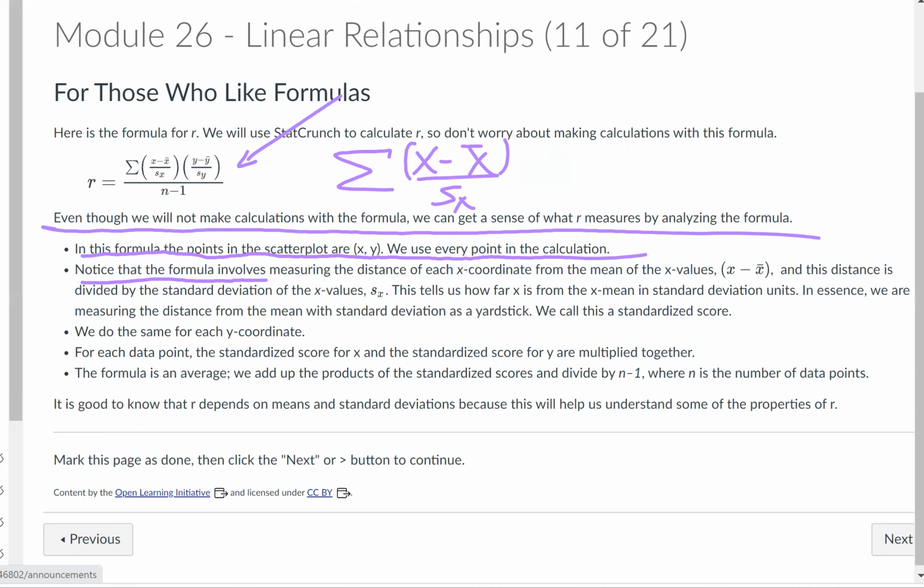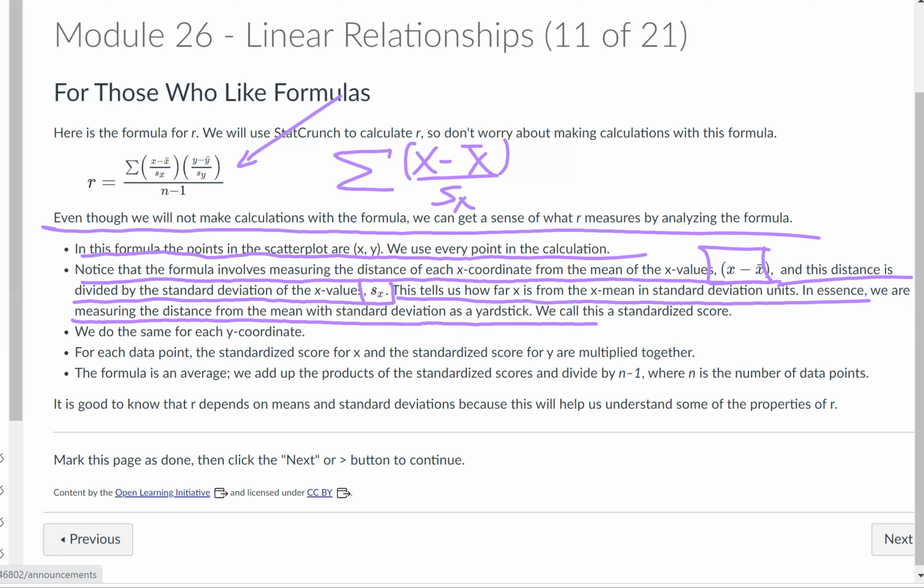Notice that the formula involves measuring the distance of each X coordinate from the mean of the X values. That's what this numerator is, X minus X bar. And this distance is divided by the standard deviation of the X values, s with a little subscript x. This tells us how far X is from the X mean in standard deviation units. In essence, we are measuring the distance from the mean with a standard deviation as a yardstick. We call this a standardized score.